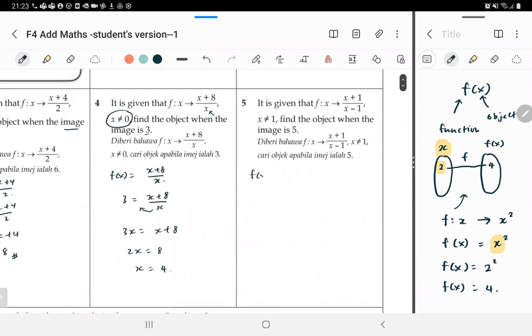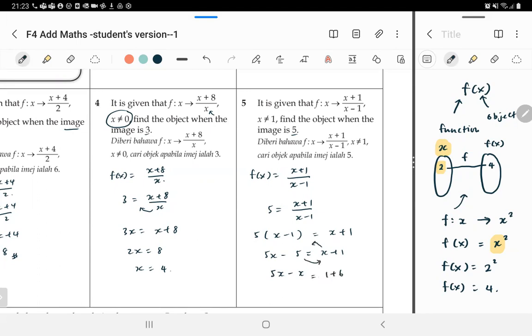Okay, number 5. You have f(x) equals (x plus 1) over (x minus 1). Image is 5. So 5 equals (x plus 1) over (x minus 1). So 5 times (x minus 1) equals x plus 1. Then you expand it. 5x minus 5 equals x plus 1. And then 5x minus x, I move the x over there. I move the 5 to the other side.